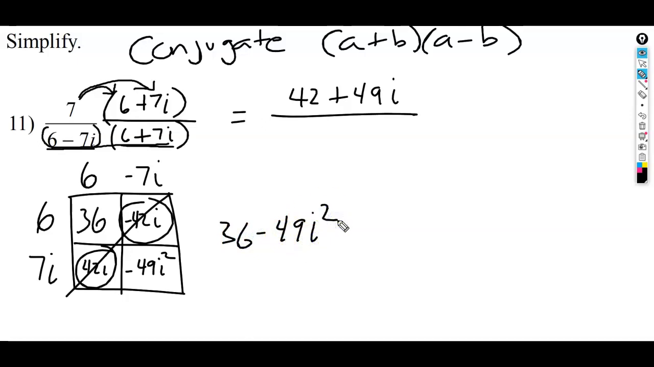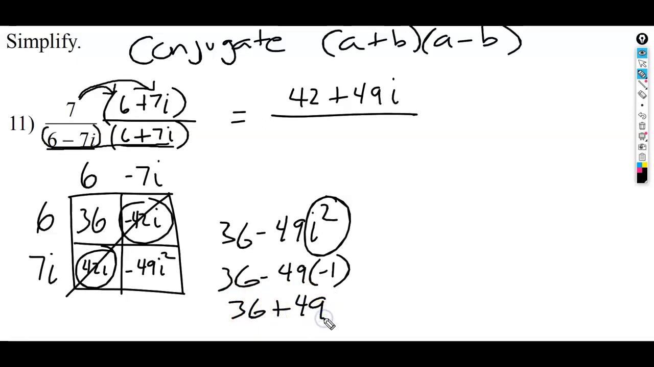But we also talked about how i squared is actually not even an imaginary number anymore. i squared is actually just a normal -1. So now we have 36, double negatives makes a positive 49, and we can add those together. That's going to be 85.